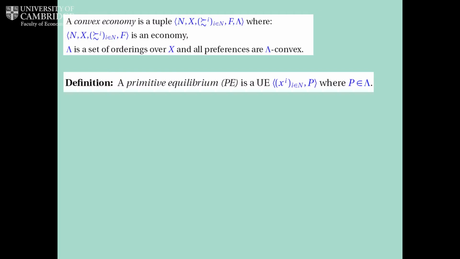Now take a convex economy, namely we add to the structure also the set lambda of orderings on the set X, and we require that all preferences are lambda convex. Preferences are lambda convex, like we assume in standard exchange economies that the preferences are convex. And primitive equilibrium is just a regular unrestricted equilibrium, but there is one additional requirement. The P is not arbitrary. The P has to be also one of the alternatives, one of the orderings in the set lambda.